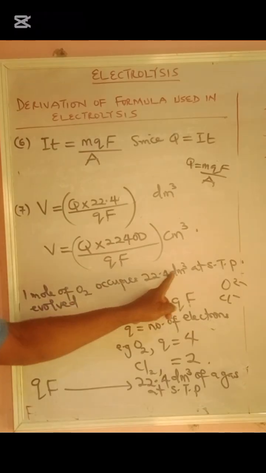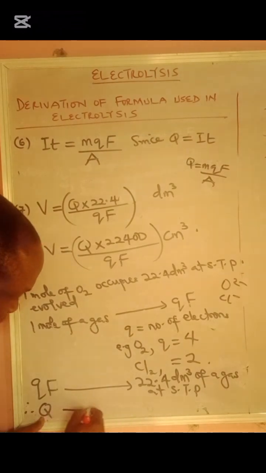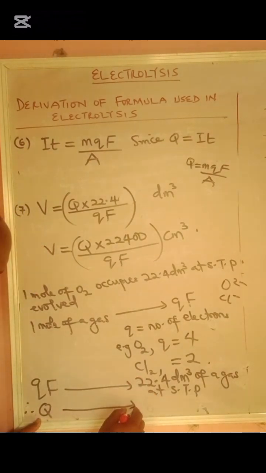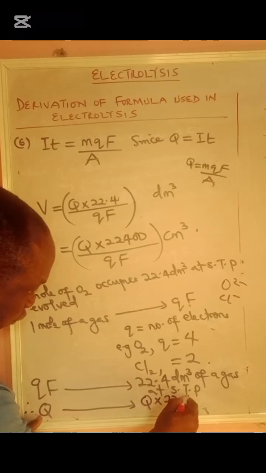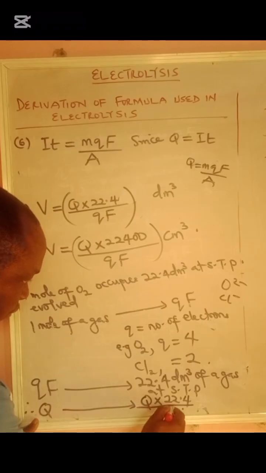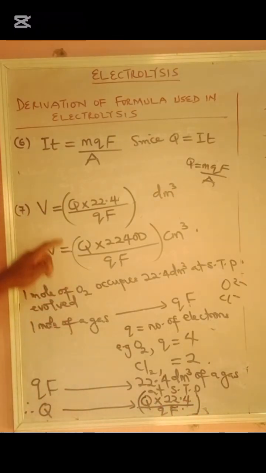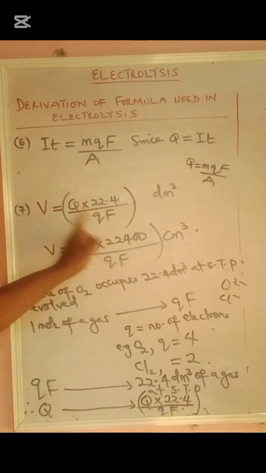Therefore, let's look for the volume. If you have Q, what will be the volume? Let's say you are given a quantity of electricity, what will be the volume? So it will be Q times 22.4 divided by QF. This is how we manage to get this volume. So that's the formula: V is Q times 22.4 divided by QF. Please take note of that.